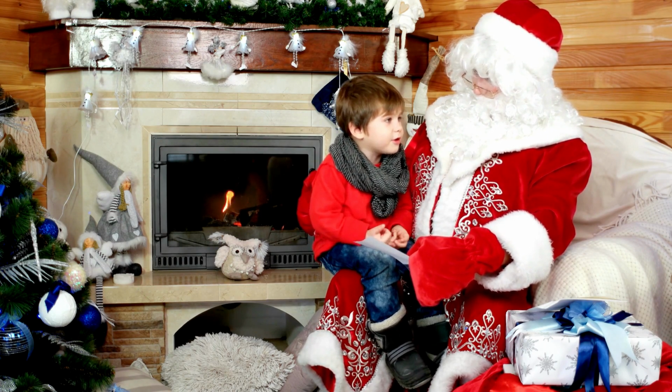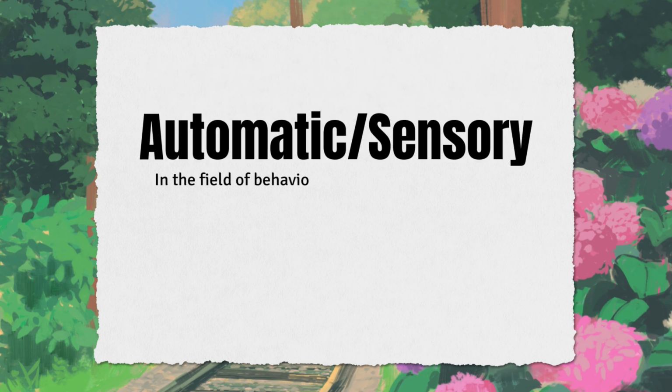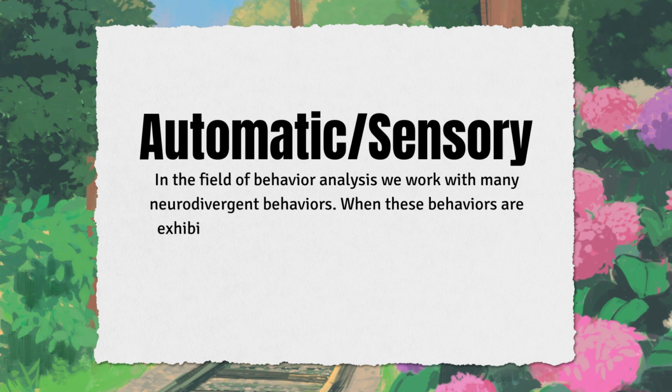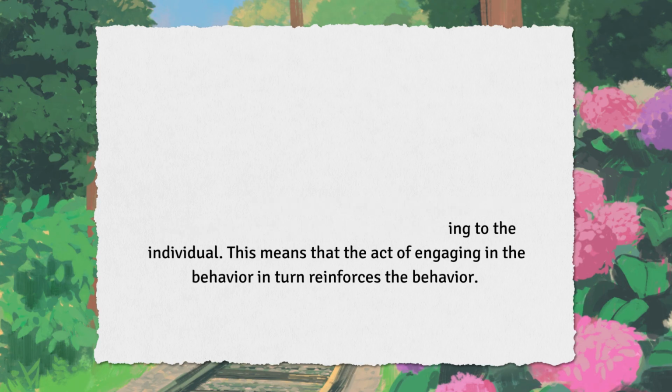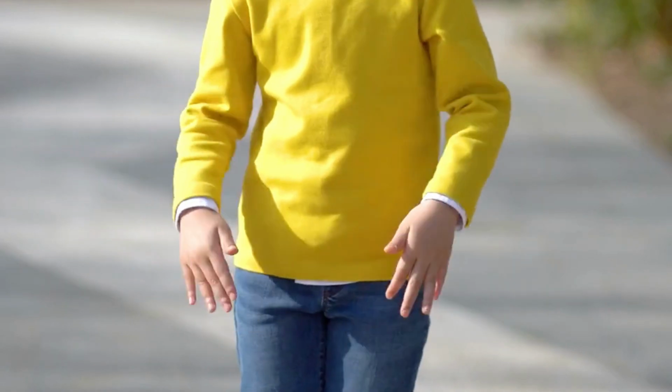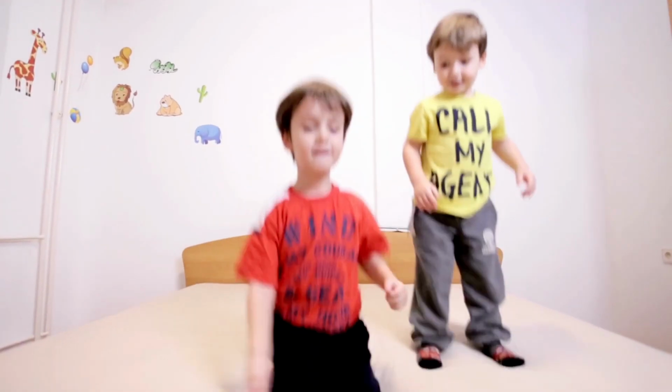And then finally, number 4, automatic or sensory. In the field of behavior analysis, we work with many neurodivergent behaviors. When these behaviors are exhibited, they are automatically reinforcing to the individual. This means the act of engaging in the behavior in turn reinforces the behavior. Prime examples of these behaviors could be rocking back and forth, hand flapping, humming or auditory production, and more.